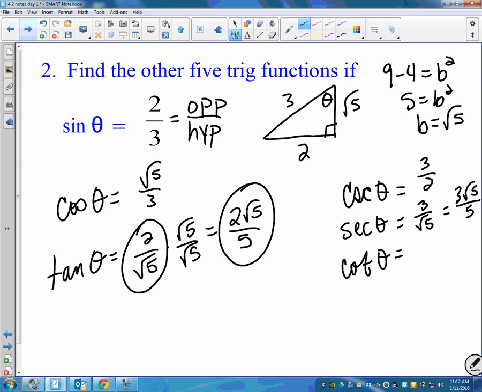And cotangent, I'm going to rationalize this one. It's much easier if I go back to this where I just flip it over, and I would get the square root of 5 over 2. Which is the same thing you get if you flip this over and you rationalize it again. Alright, so just be aware of that as you're looking in the back of the book. Sometimes we rationalize it, sometimes not.